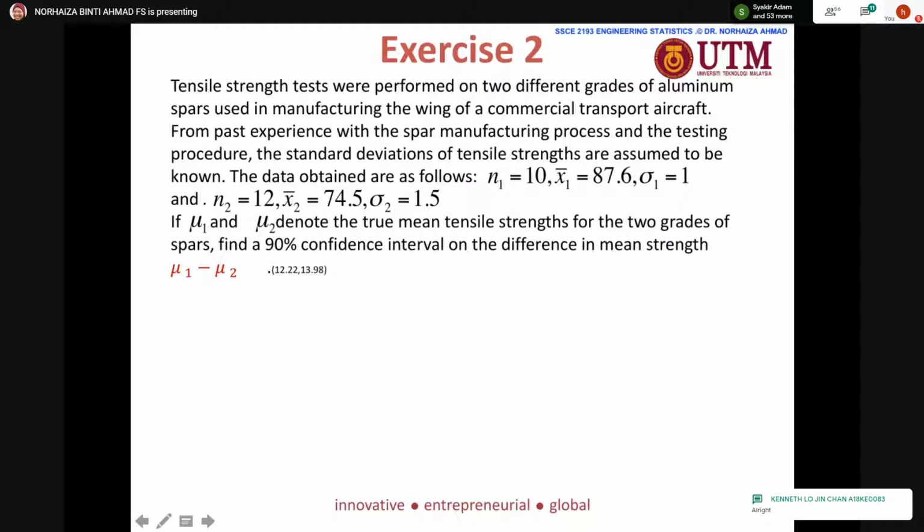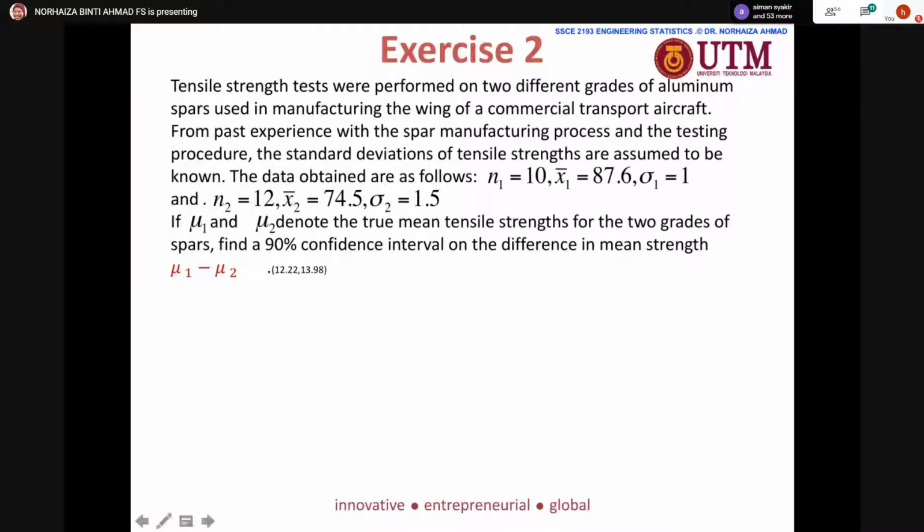Tensile strength tests were performed on two different grades of aluminum spars used in manufacturing the wing of a commercial transport aircraft. From past experience with the spar manufacturing process and the testing procedure, the standard deviations of tensile strengths are assumed to be known. The data obtained are as follows. If mu1 and mu2 denote the true mean tensile strength for the two grades of spars, find a 90% confidence interval on the difference in mean strength mu1 minus mu2.